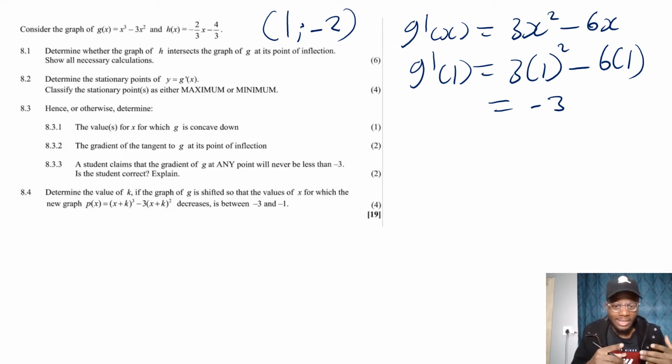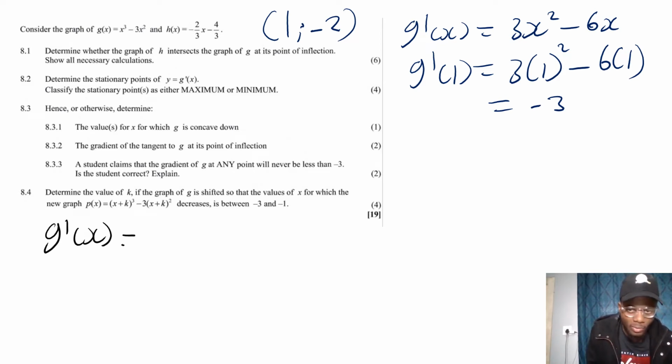In other words, we are saying that -3 is our minimum gradient, because you know there's nothing that can be less than a minimum, right? So it means this student claims that -3 is our minimum gradient. Then is the student correct? Explain.